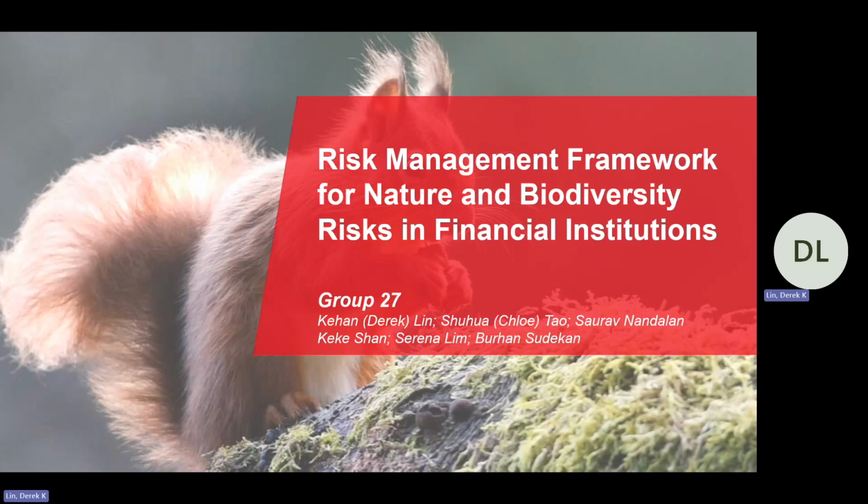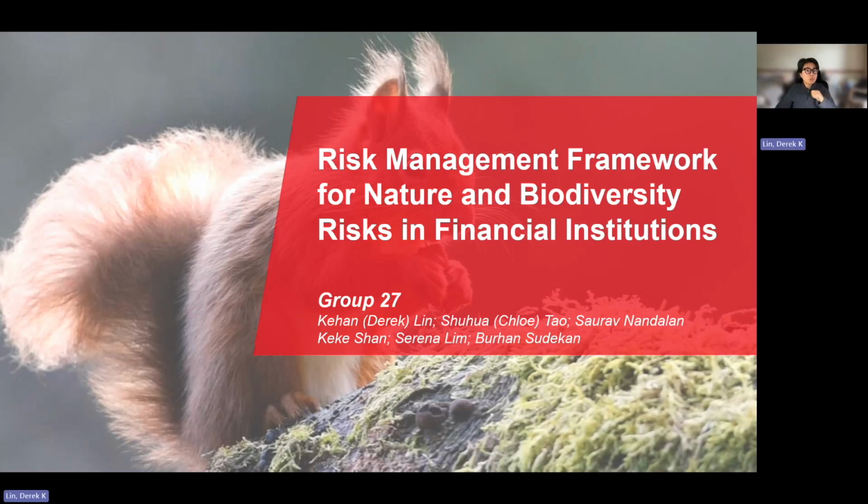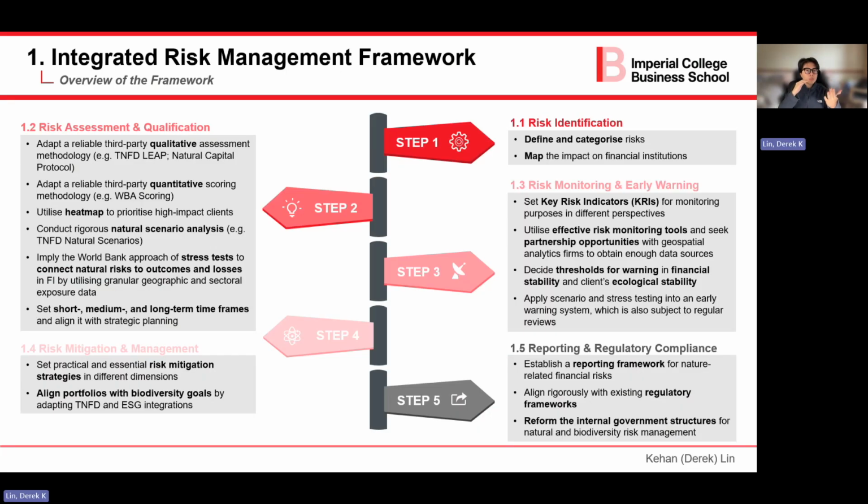Today, we'll present a framework for financial institutions to manage natural and biodiversity risks, illustrated by 2 case studies. Our 5-step approach begins with risk identification, defining, categorizing, and mapping impact. Next, risk assessment involves adopting reliable methodologies on both qualitative and quantitative sides, integrating heat maps and scenario analysis to make it robust. Stress testing can also be introduced to link risks to financial stability.